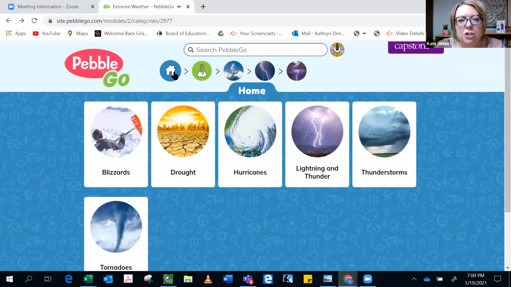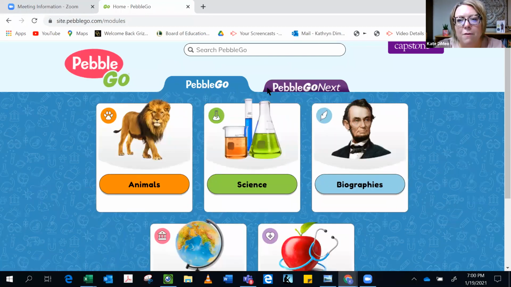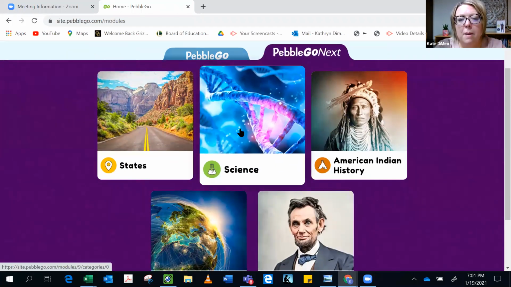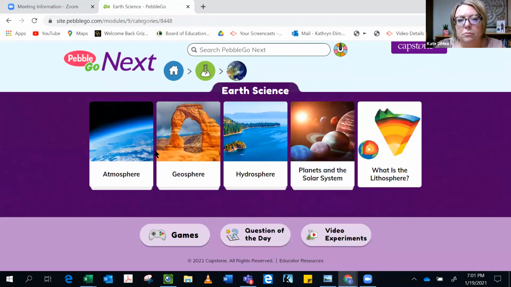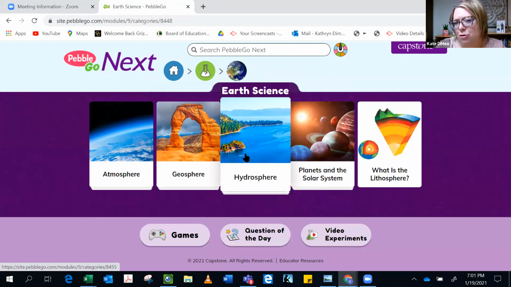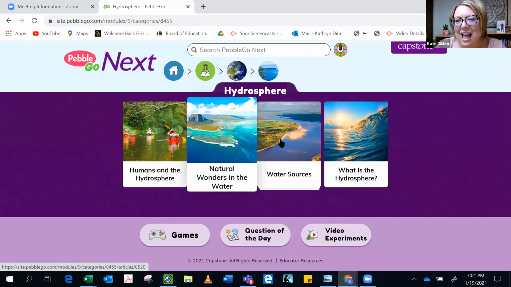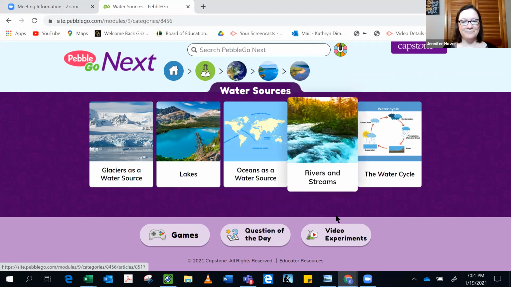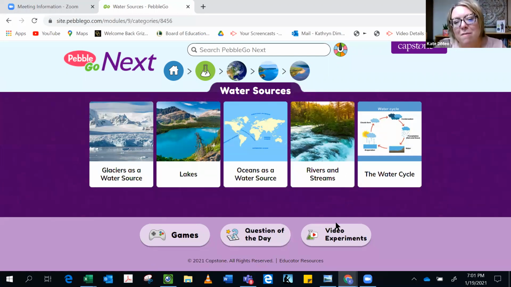The last thing I want to show you with this is that there is another little tab. It says Pebble Go Next. It's really designed for our older students. But again, look at the topics, the hydrosphere and water sources. I'm pretty excited about those video experiments down at the bottom too, right? That our middle schoolers are working on. So these are great resources if you're just looking for some quick videos to help build your child's knowledge.